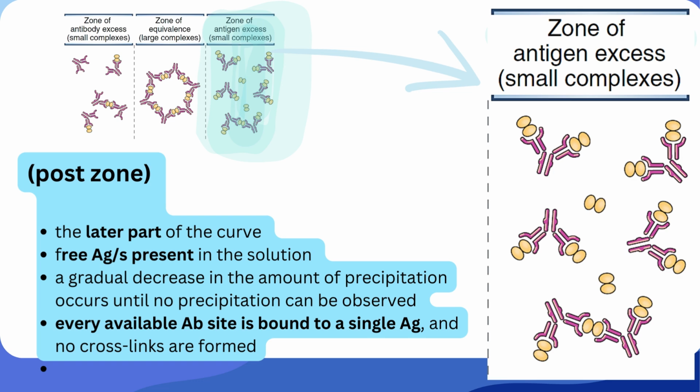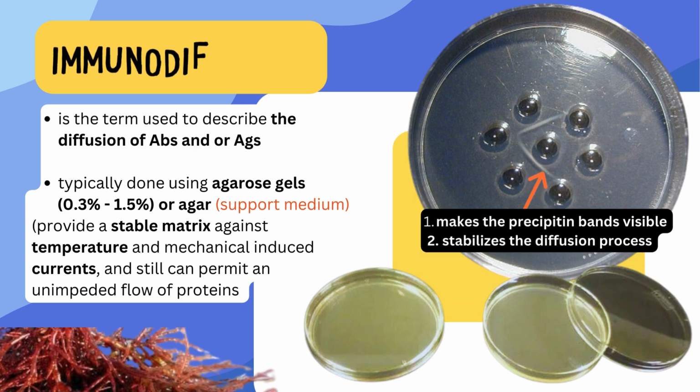This is the latter part of the curve, the post zone. In contrast, free antigens are present in the solution: the zone of antigen excess. There's a gradual decrease in the amount of precipitation until no more precipitation can be observed. Every available antibody site is bound to a single antigen, and no cross-links are formed.